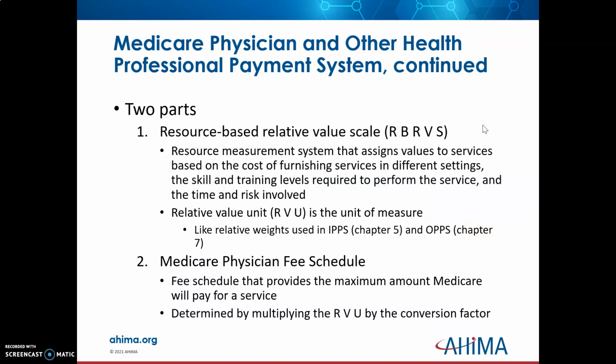There are two parts to this PPS. First, we have the Resource-Based Relative Value Scale, RBRVS. This is a resource measurement system that assigns values to services based on the cost of furnishing services in different settings, the skill and training levels required to perform the service, and the time and risk involved. Just like in Chapter 5 and 7, this PPS uses the relative value unit, the RVU, as the unit of measure.